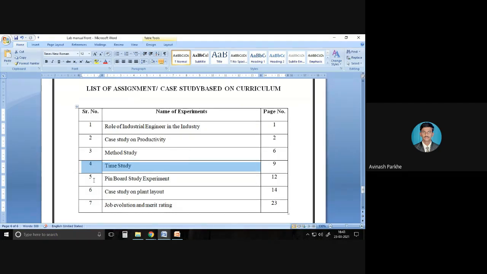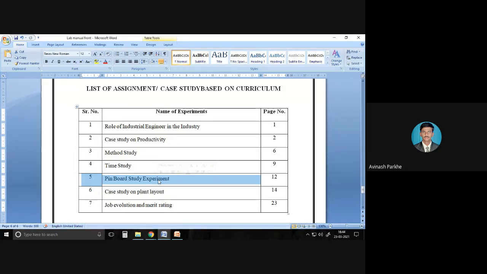Then experiment number 5, which is called the pinboard study experiment. The pinboard study experiment is also based on experiment number 4, that is time study. It is totally based on experiment number 4, because pinboard is one type of study experiment in which we are performing an experiment related to the time required to perform your job.